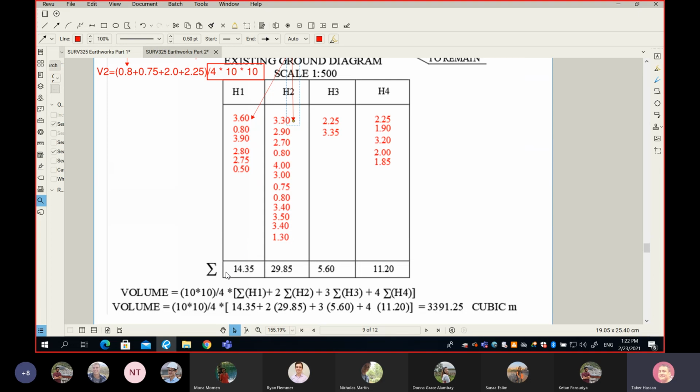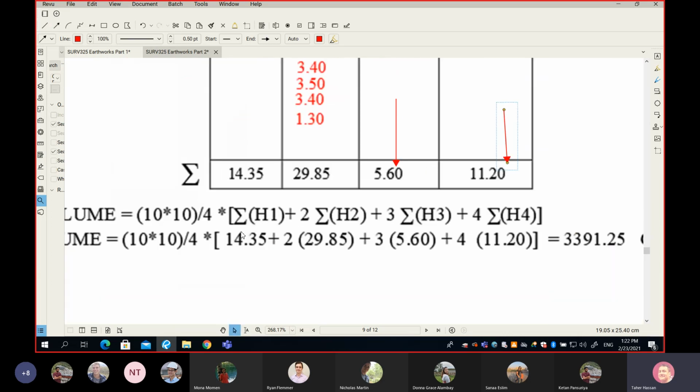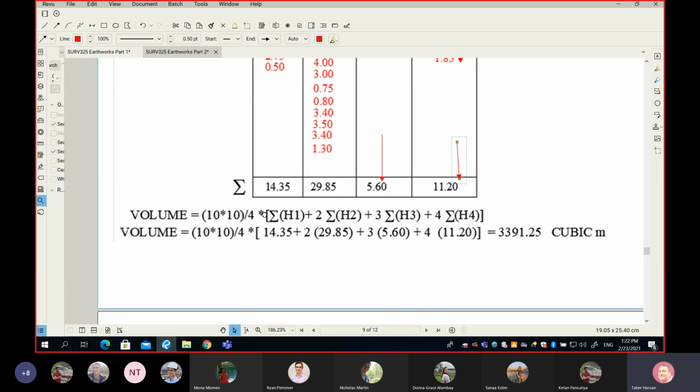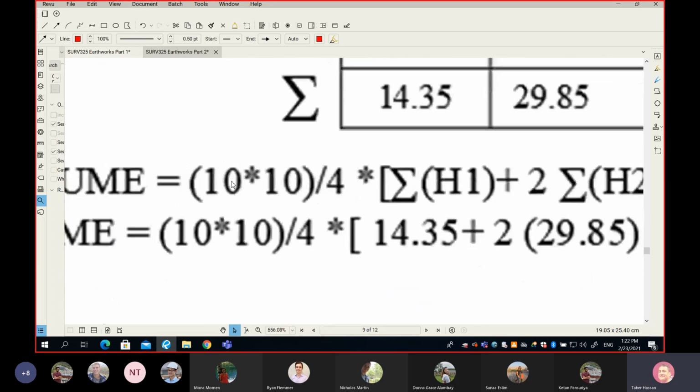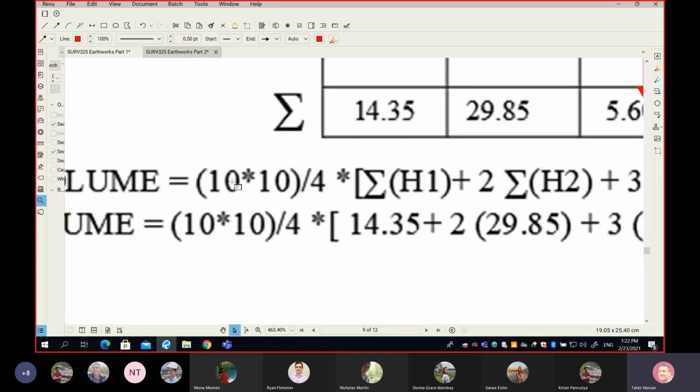What's next is we'll do the sum. We will find the summation of H1, the sum of H2, H3, and H4. So very simple. It means you add 3.25 plus 3.35, and then your number will be here. And then same thing, you add all these numbers, and you place your number here. And then finally, your volume. What was my common factor? It's 10 by 10 over 4, which is here.